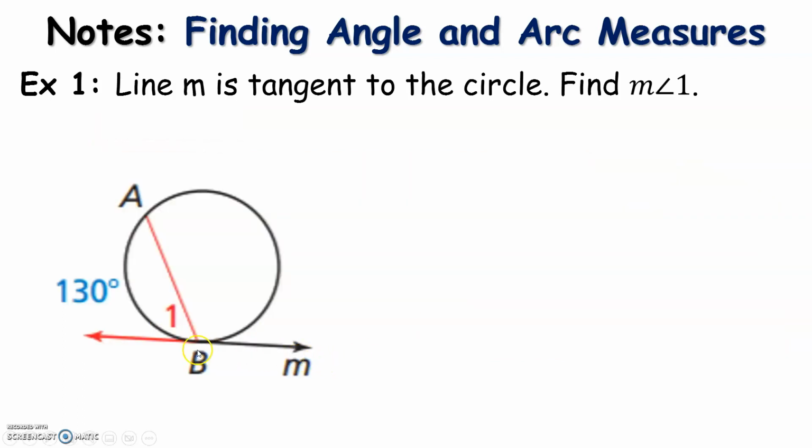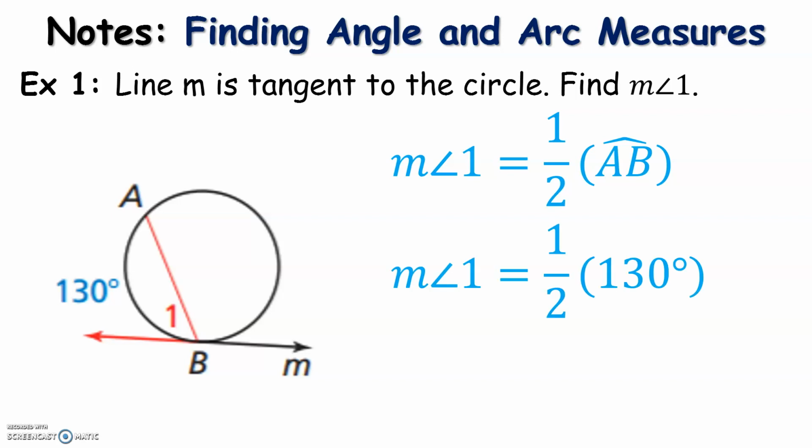Line M is tangent to the circle. Find the measure of angle 1. According to this theorem, we know that angle 1 is equal to half of arc AB. That is, angle 1 is half of 130, or 65 degrees.